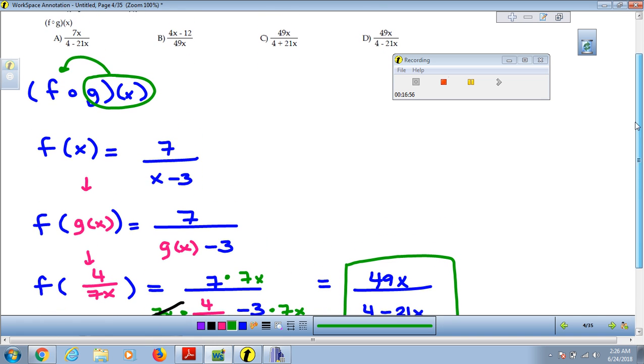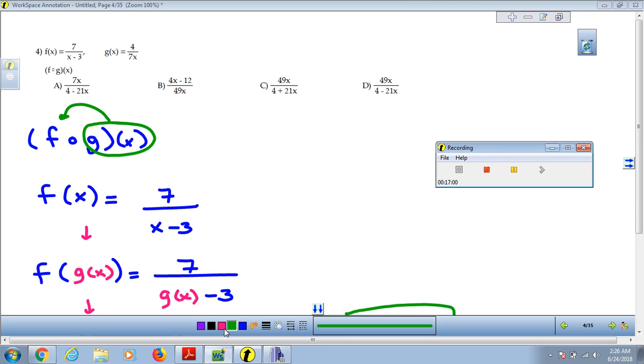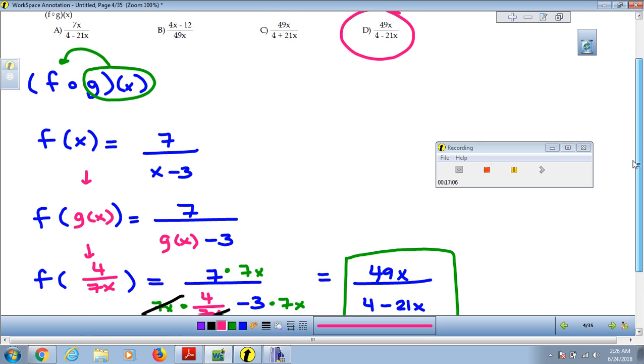So 49x over 4 minus 21x. So this would be the same as what we did. Yes.